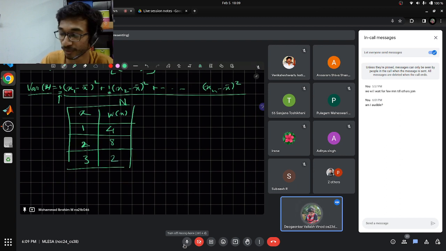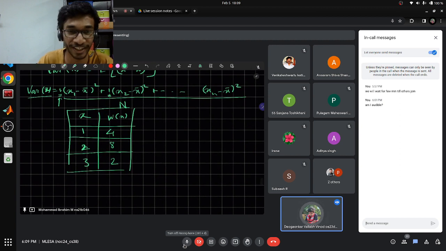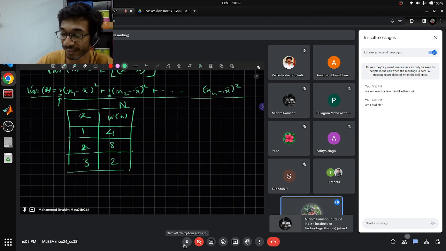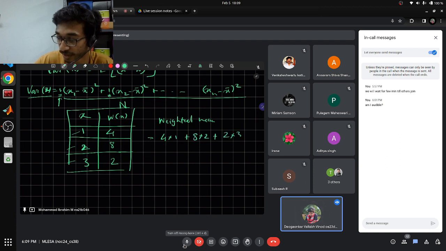So now when you are taking a weighted mean of something, you are looking at something similar to an expectation. For the weighted mean of this entire data, 1, 2 and 3 are your actual data points, but 1 is going to be weighted by 4, 2 is going to be weighted by 8, and 3 is going to be weighted by 2. So the weighted mean is essentially going to be 4 times 1 plus 8 times 2 plus 2 times 3, divided by the number of data points, which is 3.